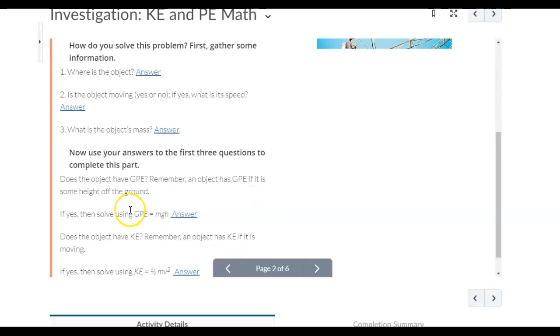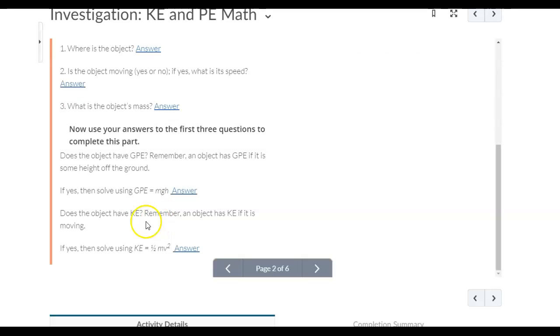All right, so we know that it has potential energy because Jessie is the object, right? And she was not on the ground. The height was not 0, the height was 30. So now, does the object have kinetic energy? And we know that if it's moving, it does. And we know that, yes, it's moving 5 meters per second.